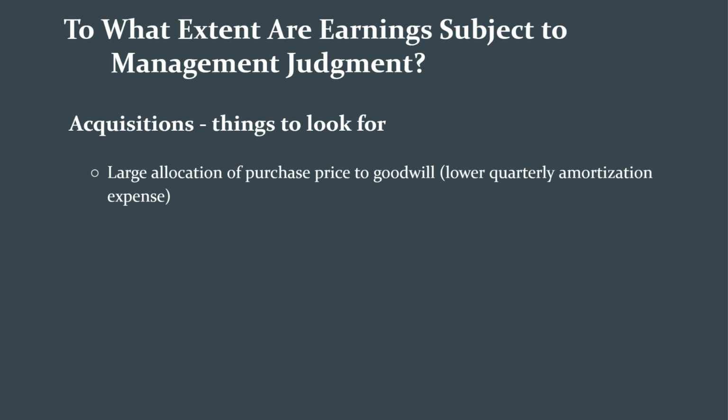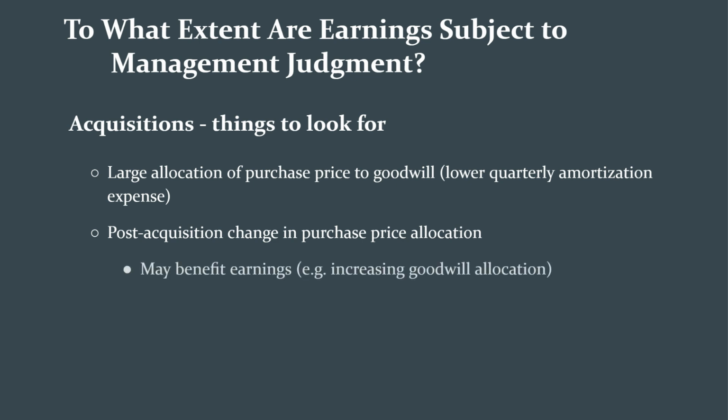So allocating a larger part of the purchase price to goodwill means there will be lower quarterly amortization expense for intangible assets. Post-acquisition change in the purchase price allocation. Again, the company could change the purchase price allocation subsequent to the acquisition and potentially put more to goodwill and therefore lower its amortization expense, as I just discussed. And this may benefit earnings, for example, as I said, increasing the goodwill allocation.